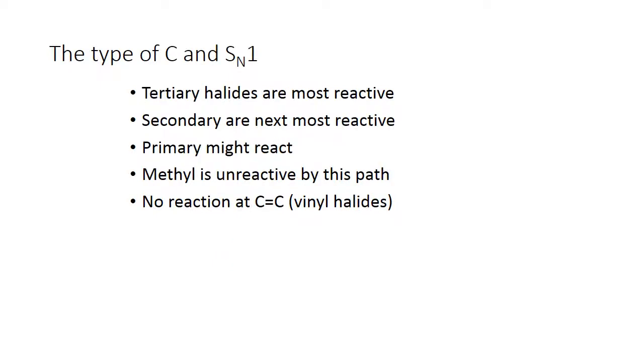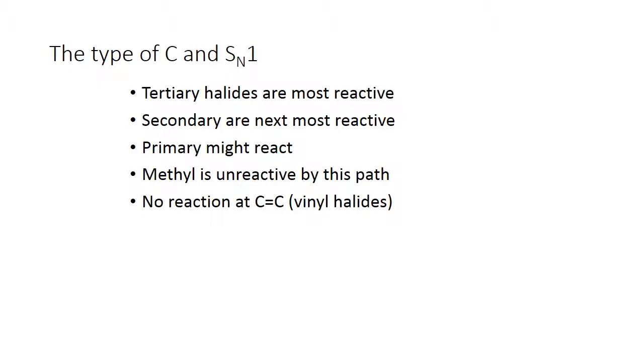With SN1 reactions, you have just the opposite effect. SN1 reactions are controlled by the stability of the carbocation. Because it has a carbocation intermediate, the stability of the carbocation influences the energy of the transition state. If you have a very high energy carbocation, you're going to have a very high energy transition state. And if you have a low energy carbocation, then the transition state will be lower and the reaction will be faster.